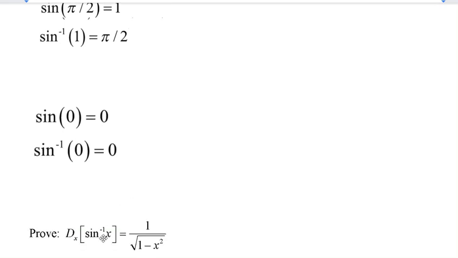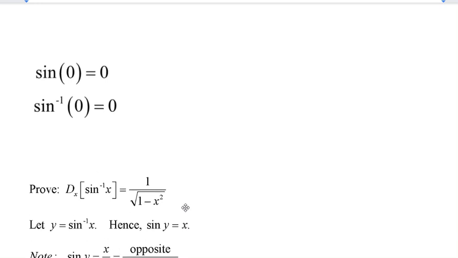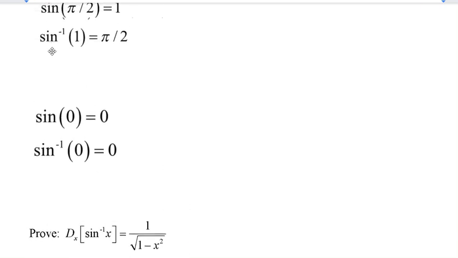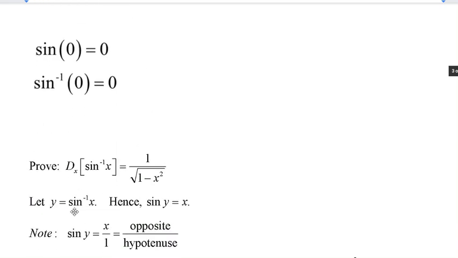And now we want to show that the derivative of sine inverse is 1 over the square root of 1 minus x squared. And so first, let y be sine inverse of x. So if y is equal to sine inverse of x, then that means sine of y is equal to x. So once again, the logic is this: if sine inverse of 1 is equal to pi over 2, then sine of pi over 2 must equal 1. Here we have y equal to sine inverse of x, therefore the sine of y must equal x.